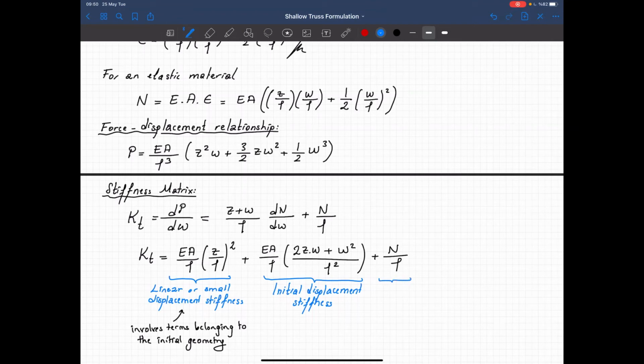Okay. Now, of course, your structure deforms now that the effect of the internal forces change, and this part of the stiffness matrix is called geometric or initial stress stiffness.